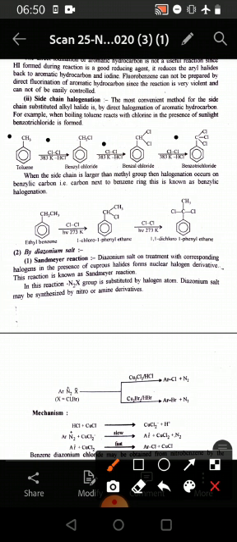When the side chain is larger than the methyl group, then halogenation occurs on the benzylic carbon, that is the carbon atom next to the benzene ring, and this is known as benzylic halogenation. So when ethylbenzene reacts with chlorine, then 1-chloro-1-phenyl ethane is formed. It further reacts with another molecule of chlorine to give rise to 1,1-dichloro-1-phenyl ethane.